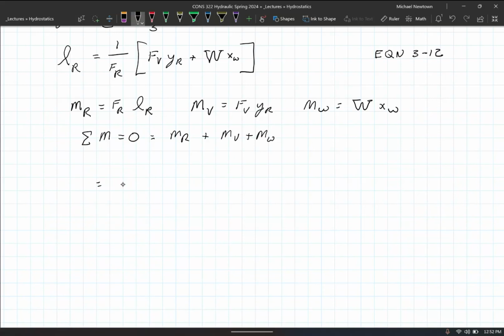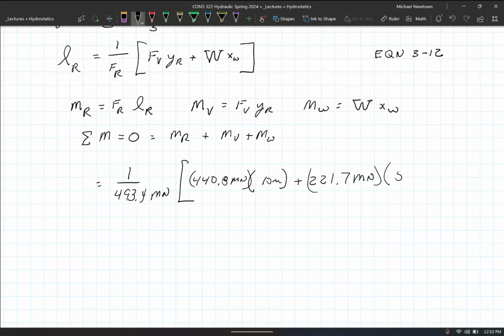All right, so anyways, 1 over 493.4 meganewtons times 440.8 meganewtons times 10 meters, need your parentheses in the right places, plus 221.7 meganewtons times 5 meters. Where did the 5 meters come from? Oh, I know where the 5 meters come from. I didn't do that in the diagram, which I would have done.